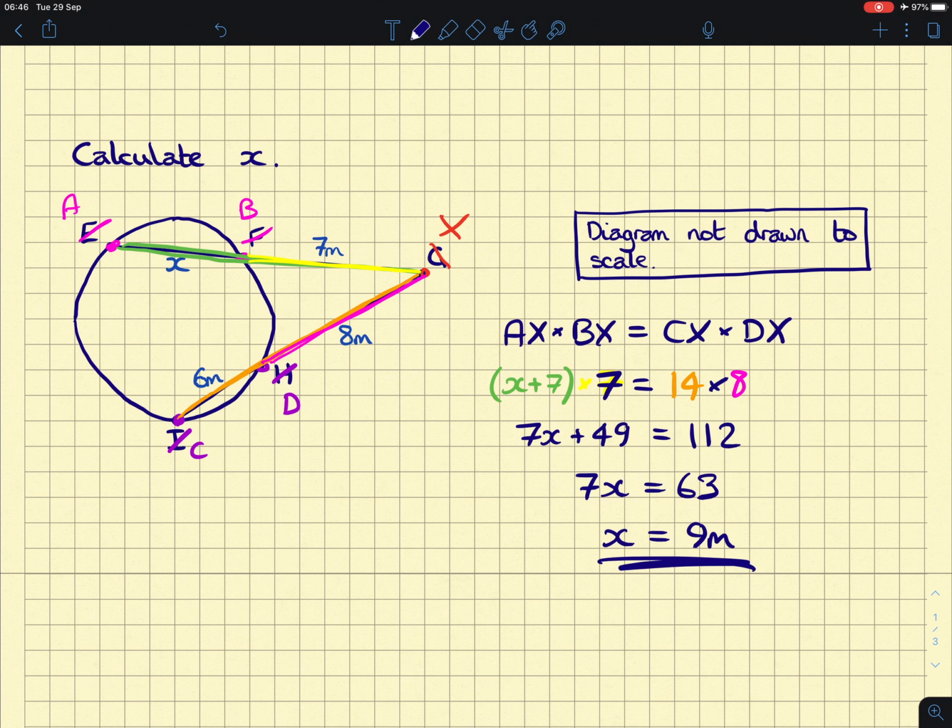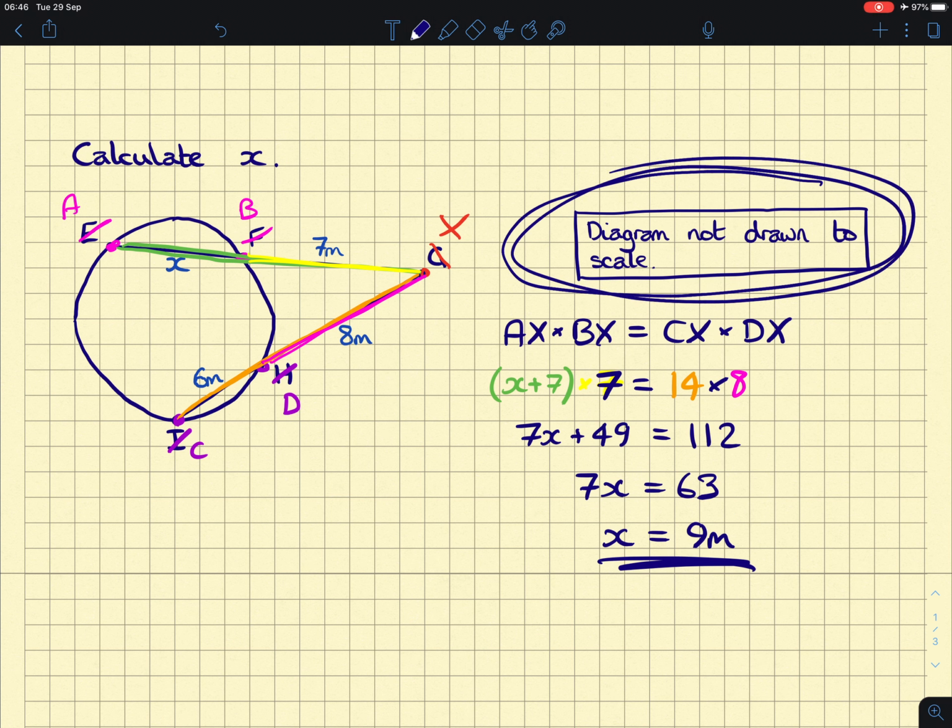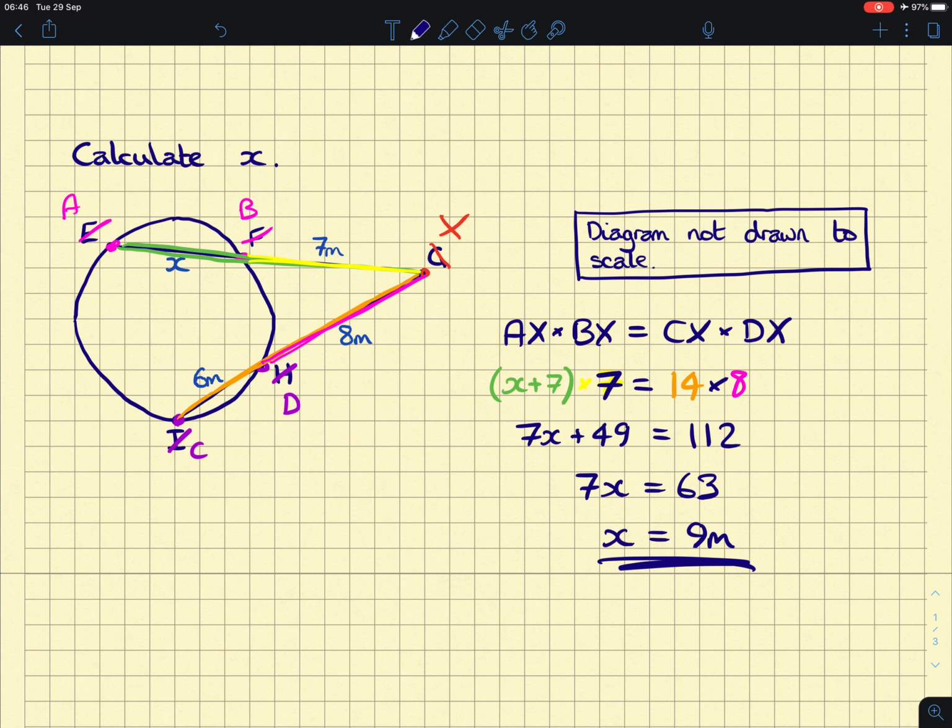Again, even though you've got this diagram not drawn to scale, your answer shouldn't look too crazy. So the fact that this is a 9, it's not something like a 32 or a 0 point something, it should look right. Done.